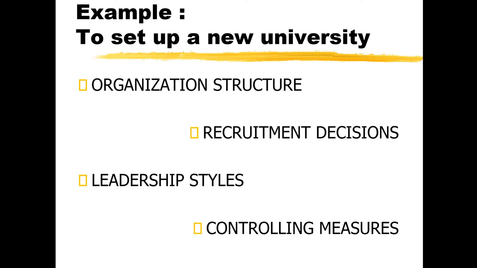And controlling measures. It is a little difficult to find out whether your teacher has performed as per the target set or not. Setting a target for the teacher also is not really very easy, and so therefore your controlling measures will have to be designed accordingly. This was an example of an educational institution. If you just have a look at other organizations also, you will find that planning is going to affect all of these 4 things.